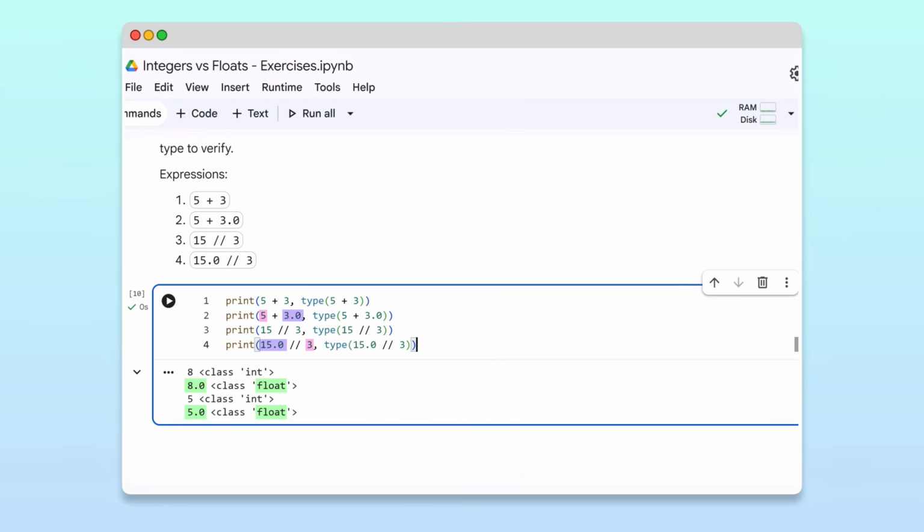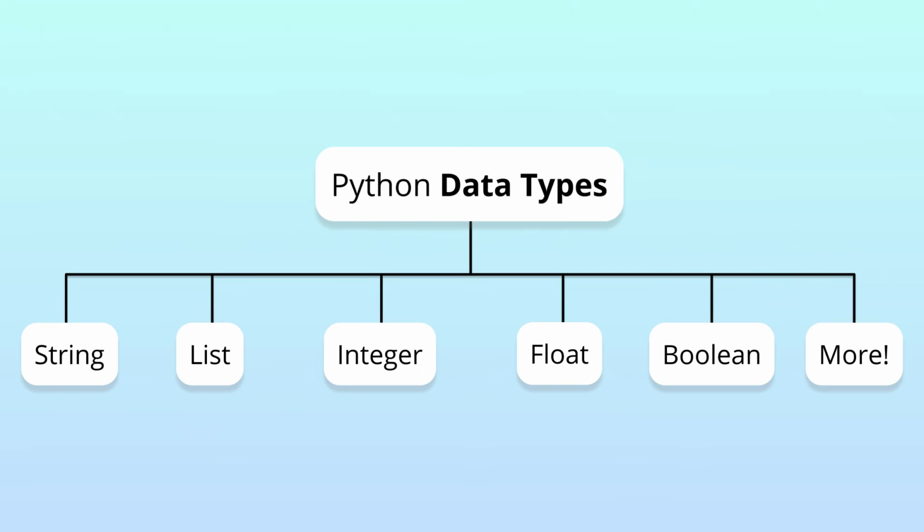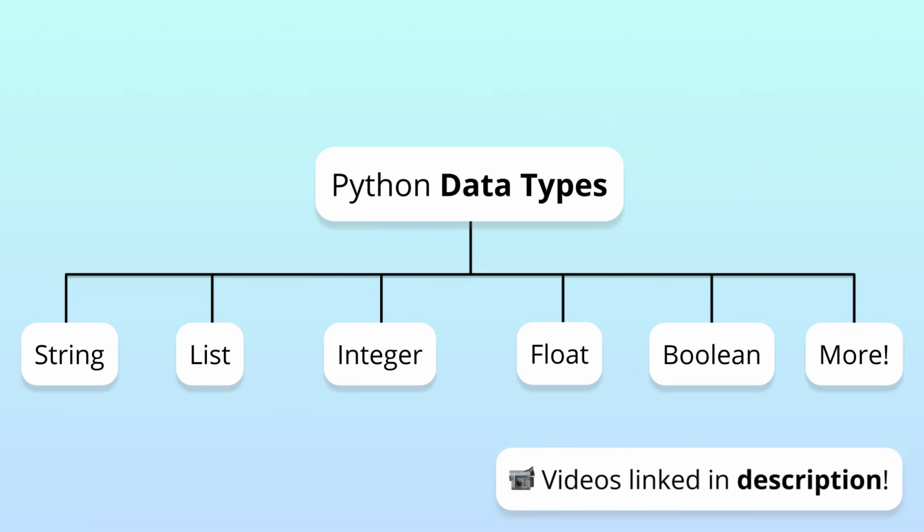Whenever we mix an integer and a float in a calculation, Python automatically converts the result to a float. This means we don't have to worry too much about keeping track of integers versus floats. Python handles it for us. But remember, there are lots of other Python data types that you do need to understand the differences between. If you want to learn more about those other data types, check out the videos linked in the description.